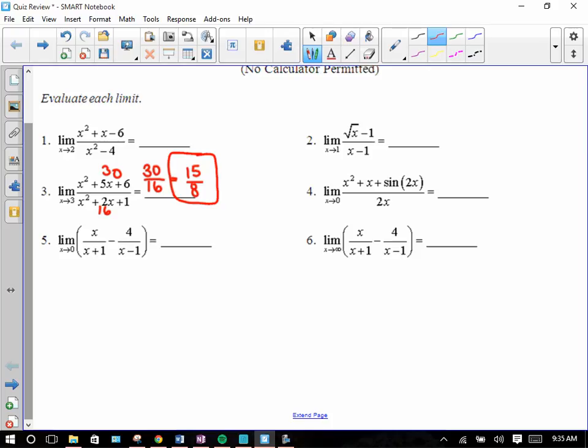If it gives me a number, I'm done. If it gives me 0 over 0 or something over 0, I know that it's undefined. So plug in 1, I get 0 over 0. So what does that say? If I have the square root of x minus or plus something, what am I going to do? Correct. So what I'm going to do is multiply the square root of x minus 1 over x minus 1 times the square root of x plus 1.